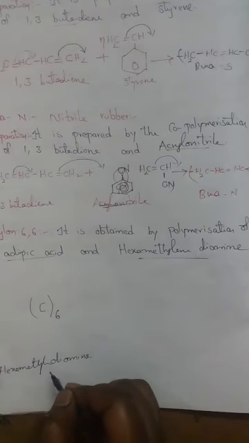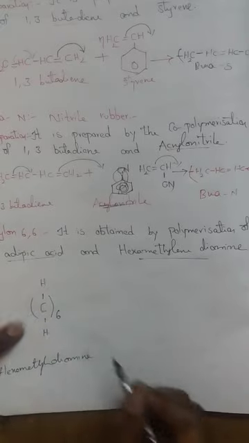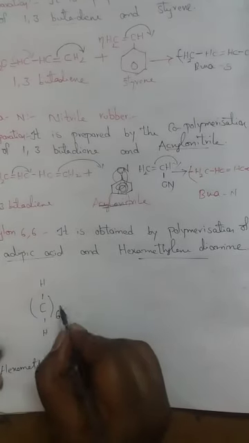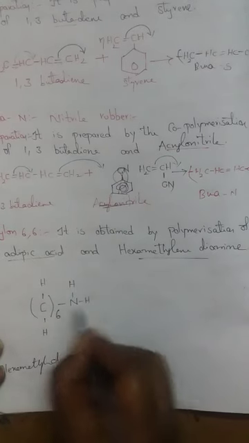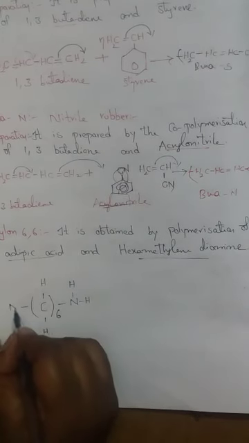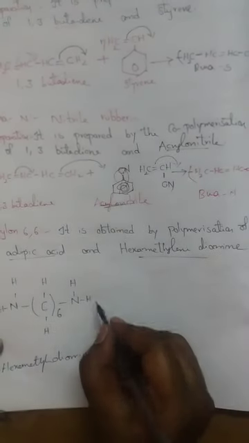Methylene formula is CH2. Already C is present, bond H, bond H. So hexamethylene diamine. Amine formula is NH2: N, one H, another H. Di, so another amine: N, bond H, bond H. It is also a monomer. Our aim is to convert the monomers into a polymer. So here also we have taken the monomer.